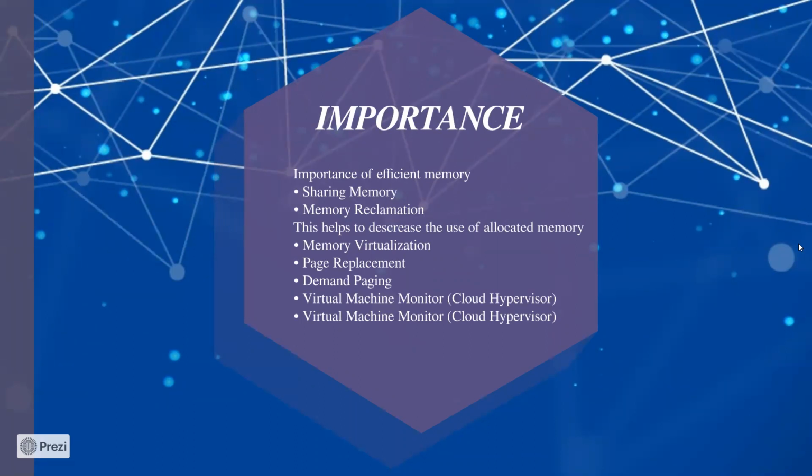Then memory reclamation. This helps decrease the use of allocated memory before the task has been performed. Next, memory virtualization. It decouples the volatile random access memory, which is RAM, resources from individual systems in the data center and then aggregates those resources into a virtualized memory pool available to any computer in the cluster.